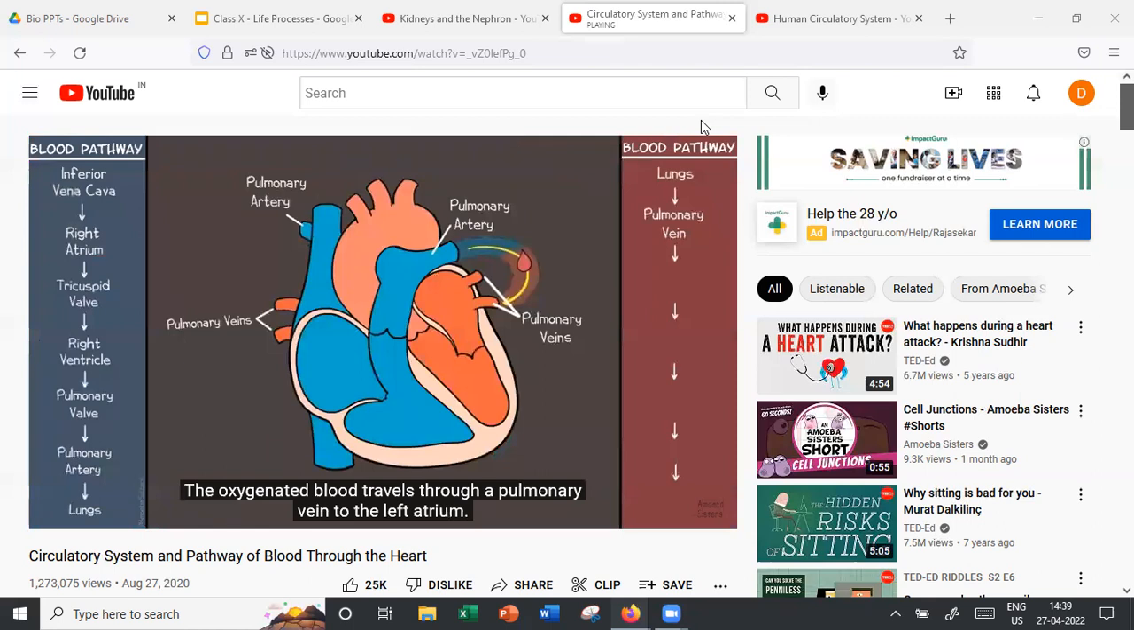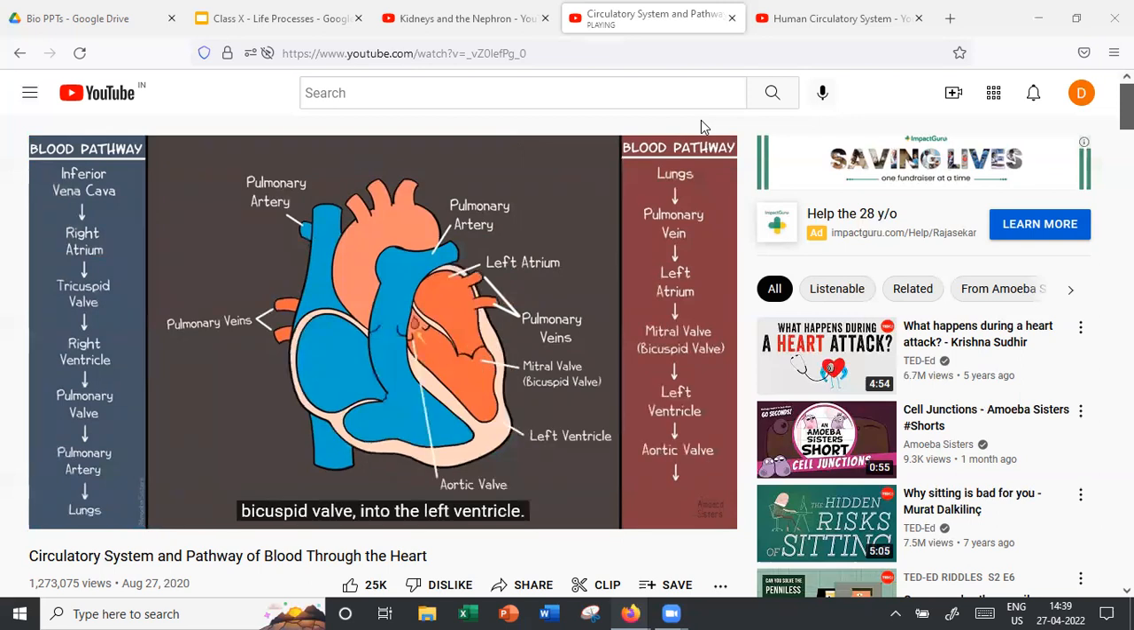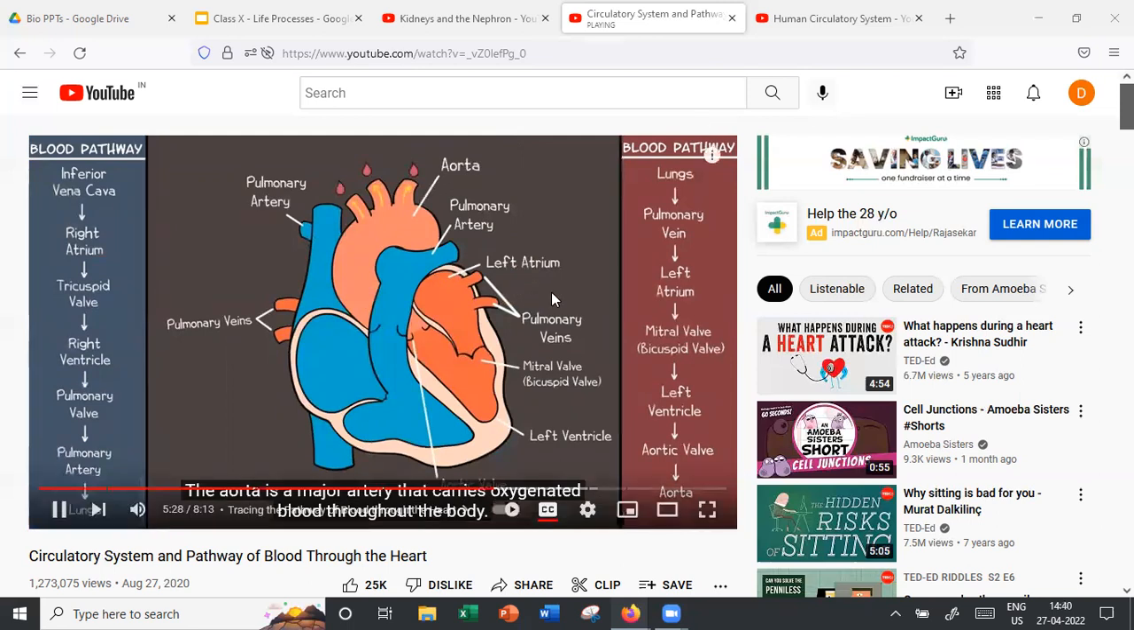The oxygenated blood travels through a pulmonary vein to the left atrium. The left atrium contracts and the blood travels through the mitral valve, also known as the bicuspid valve, into the left ventricle. The left ventricle contracts and pumps the blood through the aortic valve and out a major artery known as the aorta. The aorta is a major artery that carries oxygenated blood throughout the body.